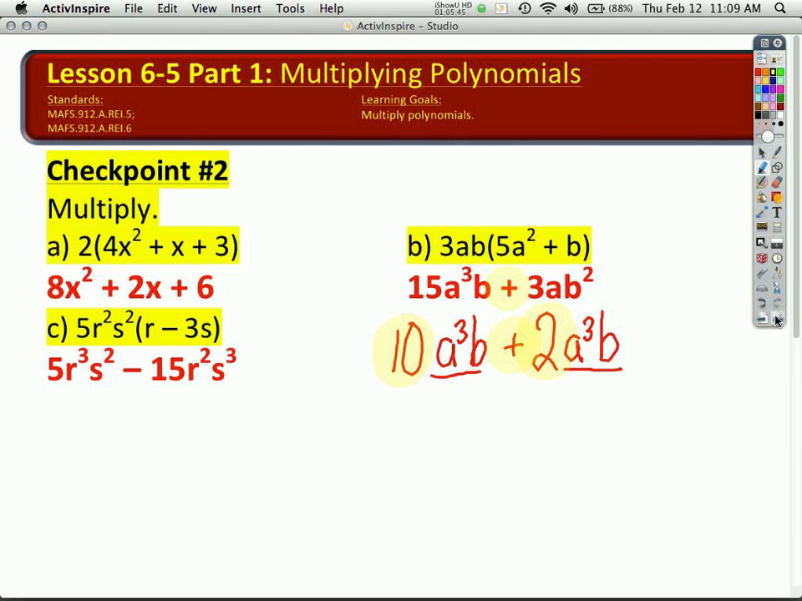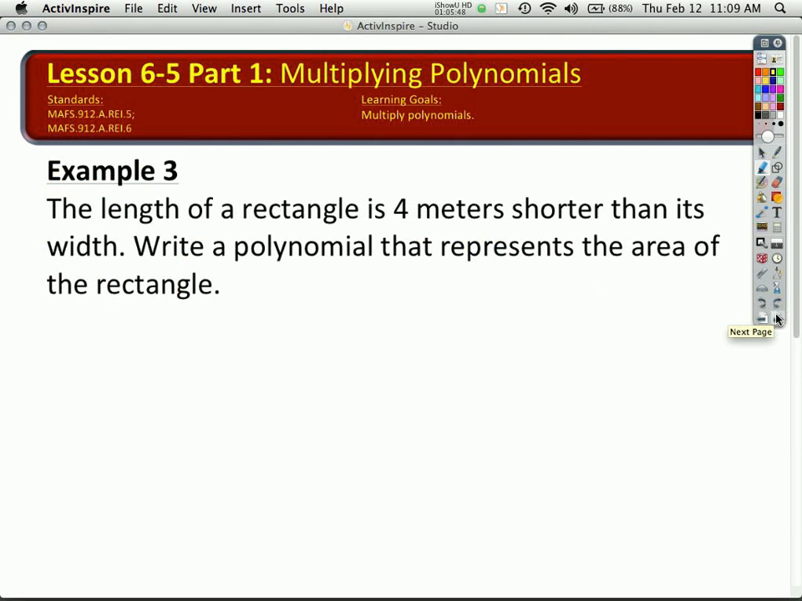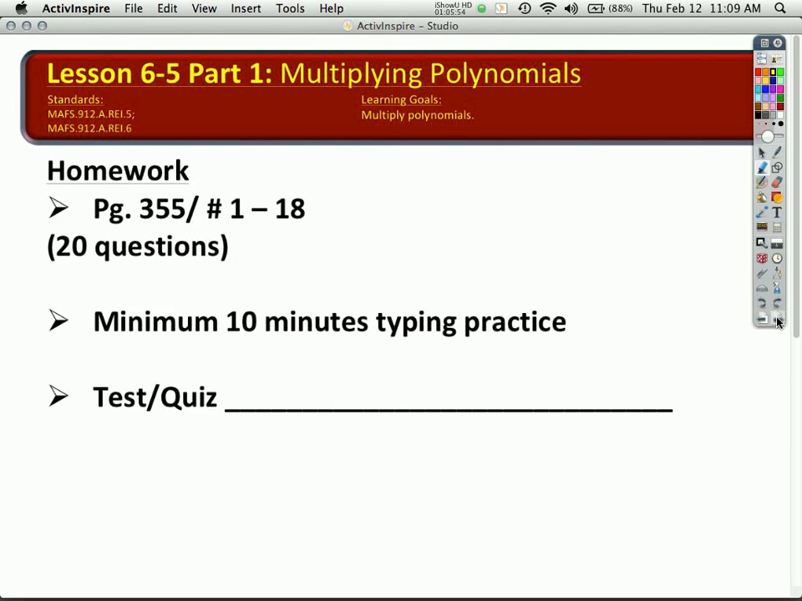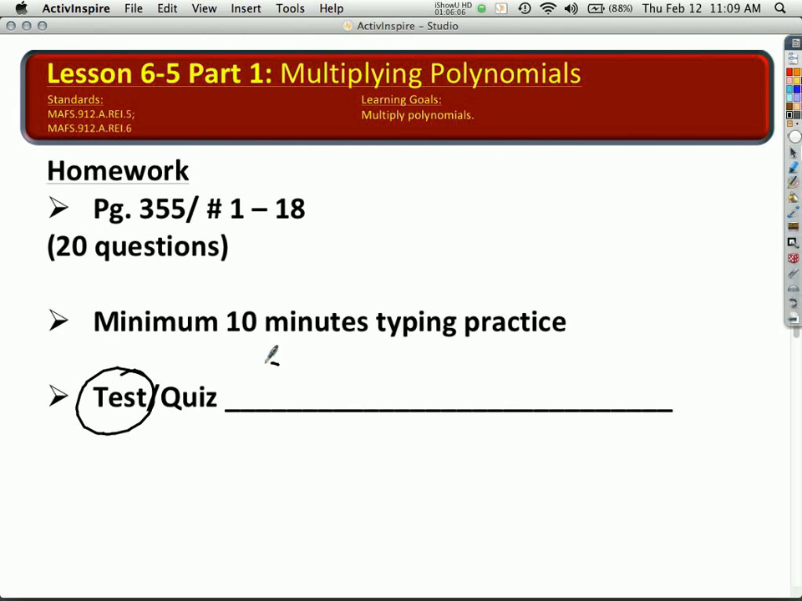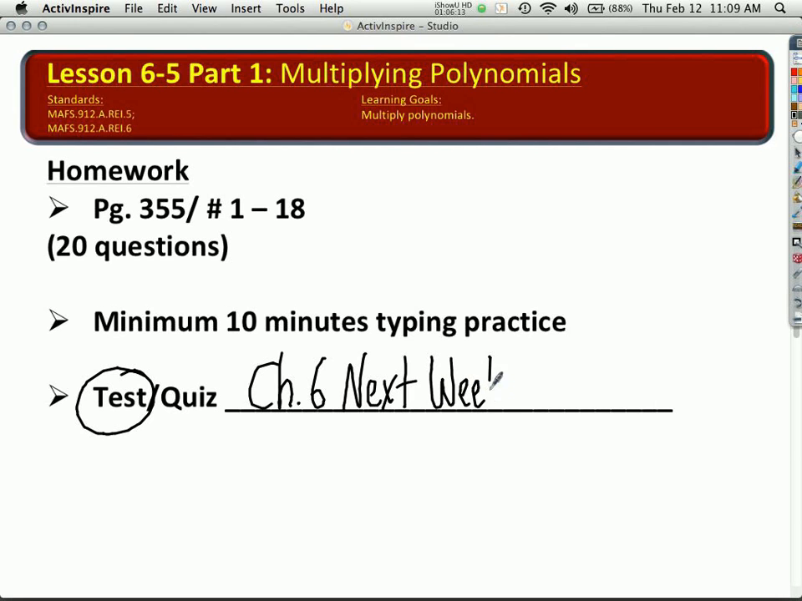All right. We did have a real-world application, but this is part 1. We will wrap it into part 2, so I'm not really concerned about it. And here's your homework assignment that will apply to parts 1 and part 2. And so there's some of it you'll be able to do, and some of it you won't. And you will have a test on chapter 6 next week. And remember to do your typing practice.